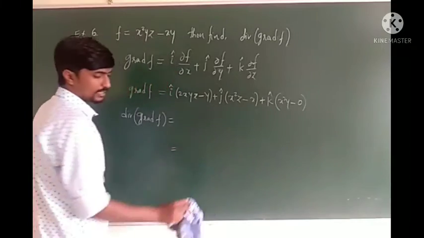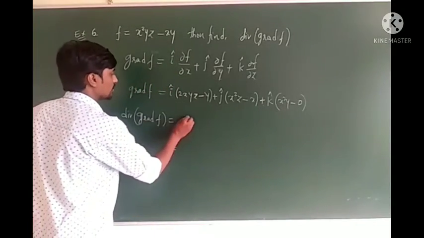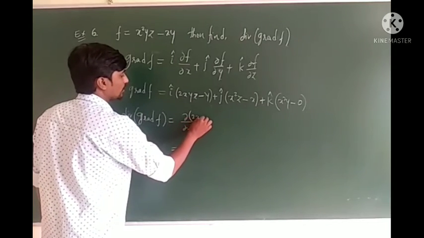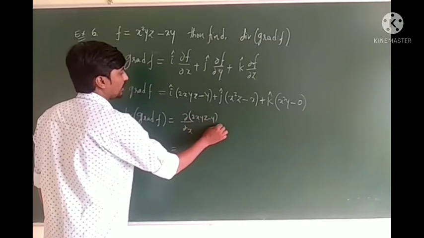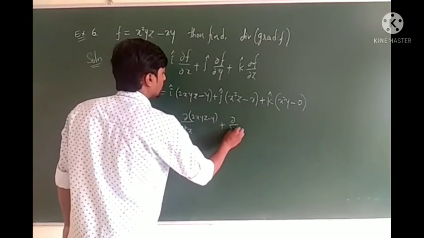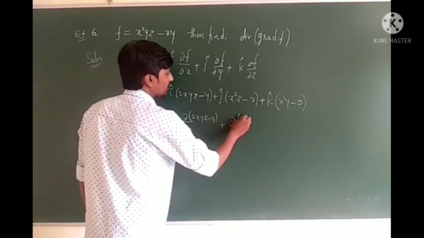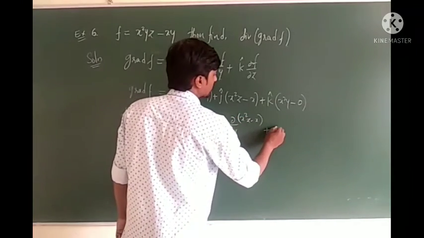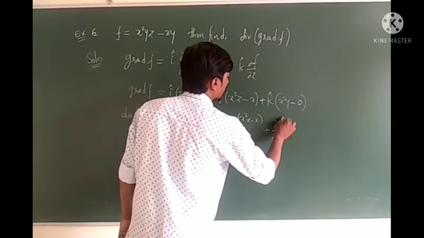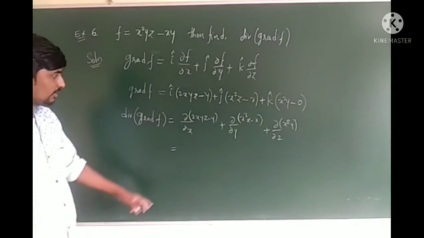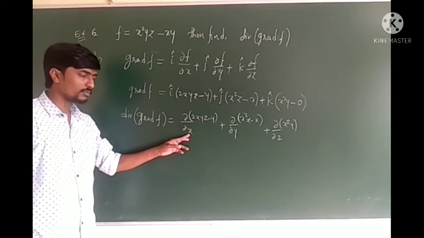So what I can write here, the f1 value: dou by dou x of f1, which is 2xyz minus y, plus dou by dou y of f2, where f2 is x square z minus x. Next plus dou by dou z of x square y, where the x square y is as it is. So now differentiate each value.